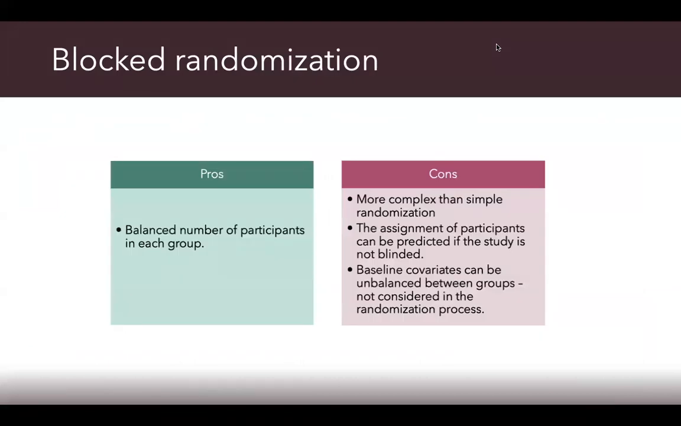What are the pros and cons? So the main advantage of this method is that it ensures a balanced number of participants in each group. And disadvantages are that it is a more complex method than simple randomization. It requires careful planning and calculation of the block size. And another limitation is that it may be vulnerable to manipulation if the allocation sequence is not kept concealed from the study team. Baseline covariates can also be unbalanced between groups if they are not considered in the randomization process.